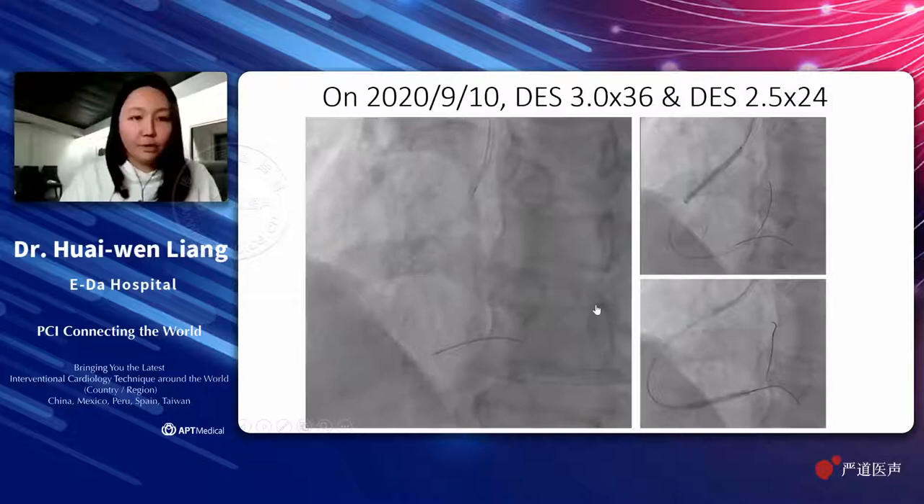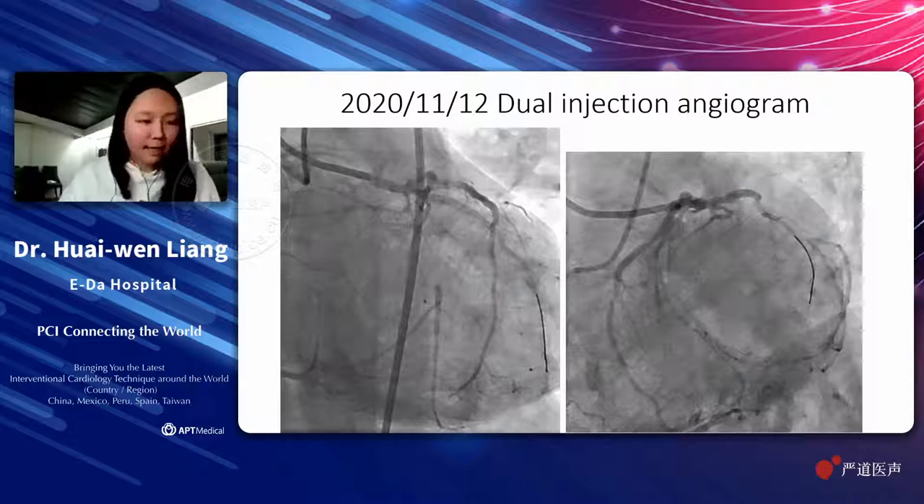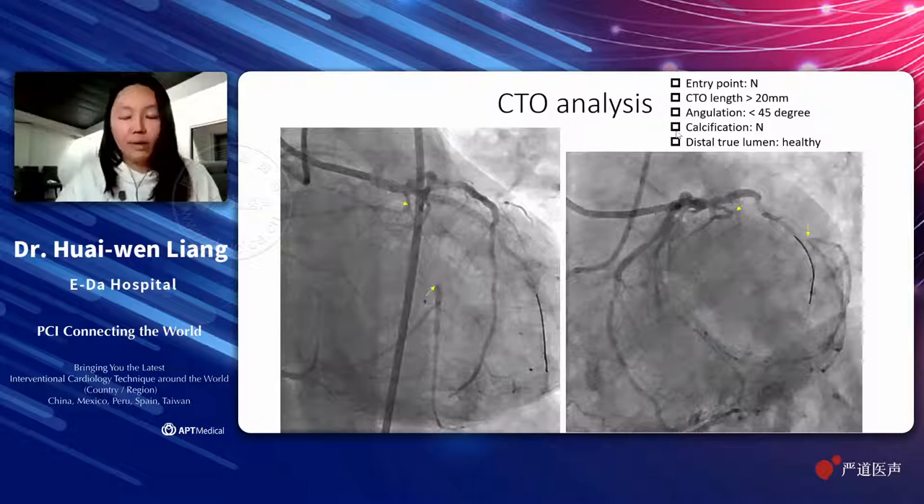Two months later, the patient was admitted again for the left coronary artery intervention. And from last time, dual injection angiogram, like Professor Du just told us, it was very important to perform dual injection angiogram because it could help us to analyze the CTO, including the entry point. Honestly, initially from this diagnostic angiogram, I think the entry point was not very clear.